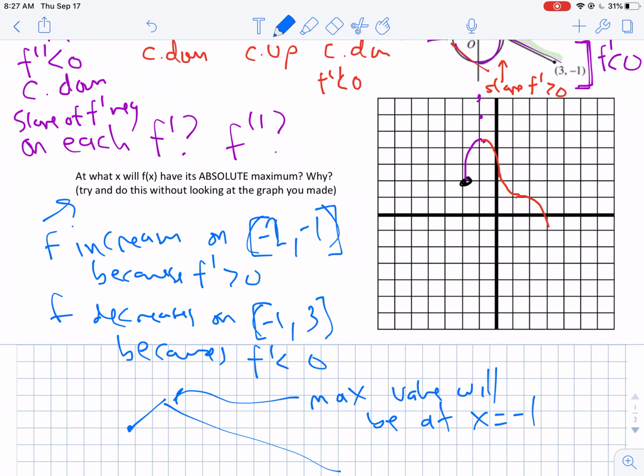So that's just trying to think about this logically and what the shape of the graph is going to look like. And again, thinking about increasing versus decreasing was the way to do that.